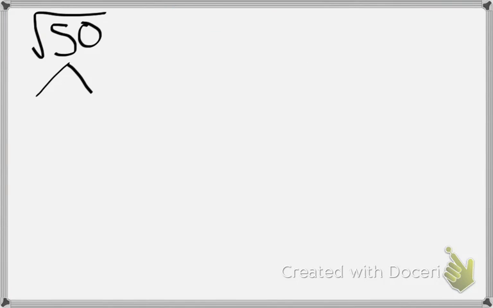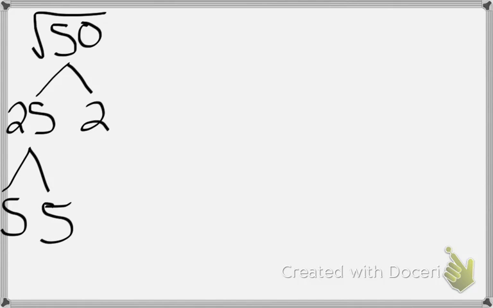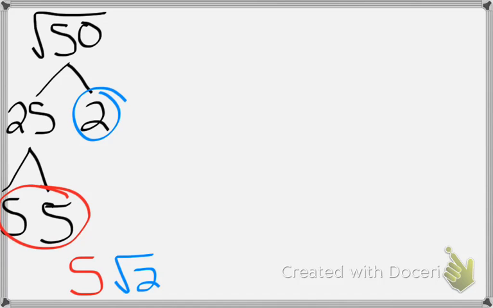Alright, when I think of 50, I think of 25 times 2. Some of you may have thought of 10 times 5. Some of you may have thought of something else I'm not thinking of. It doesn't matter. Alright, well, 25 is 5 times 5. Okay, we've got our prime factorization. We have our doubles of 5, so we have one 5 on the outside. 2 has no friend, so 2 is stuck on the inside. So 5 times the square root of 2.